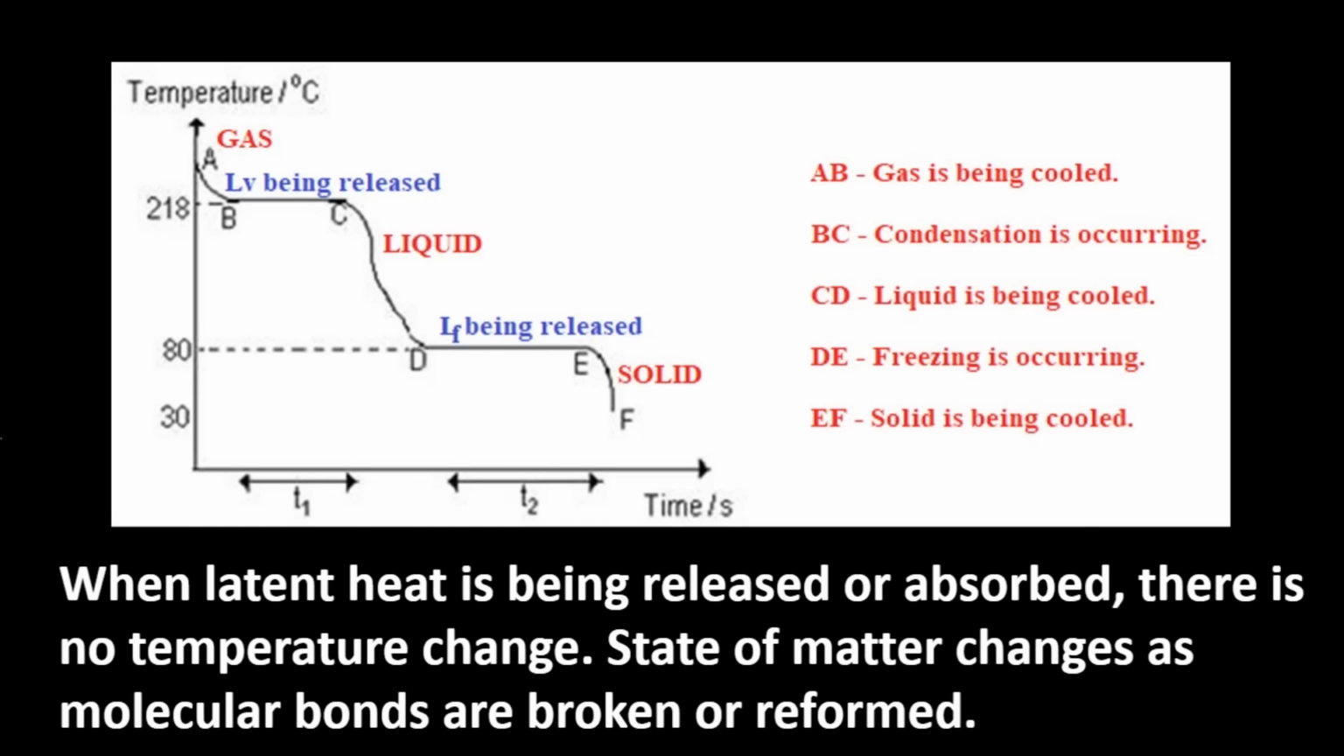In this cooling curve here, when latent heat is being released or absorbed, there is no temperature change. So that would be between B and C and D and E. This is why the temperature remains the same at these points. And in this case, the state of matter is changing as molecular bonds are broken or reformed. Between B and C, the gas is turning into a liquid, and between D and E, the liquid is turning into a solid, or the liquid is freezing. Latent heat in both these cases is being lost.